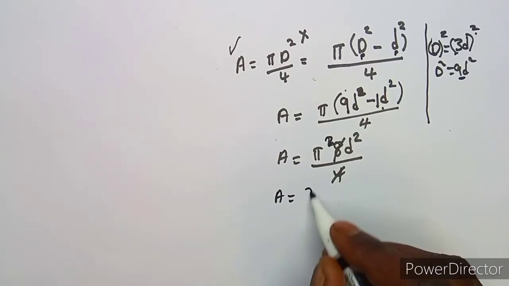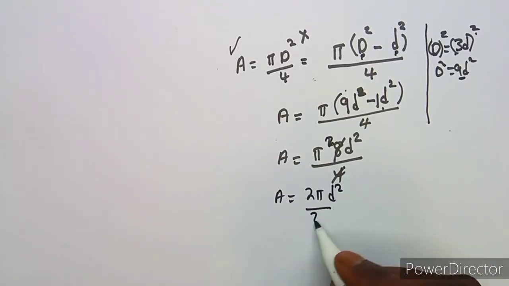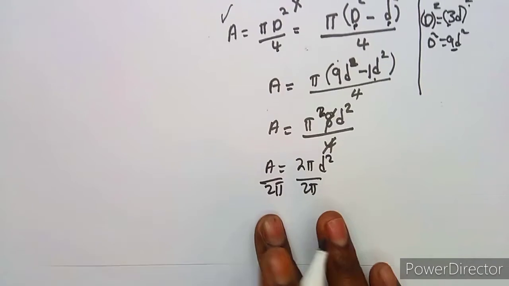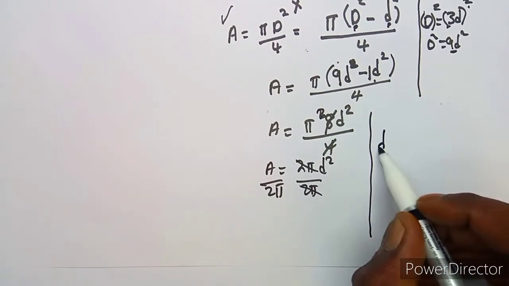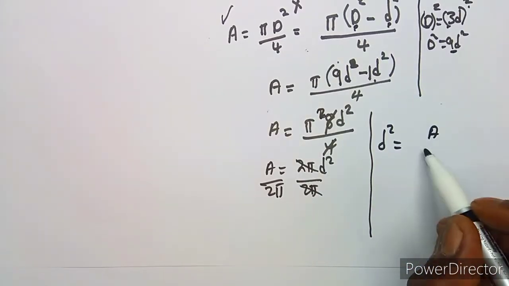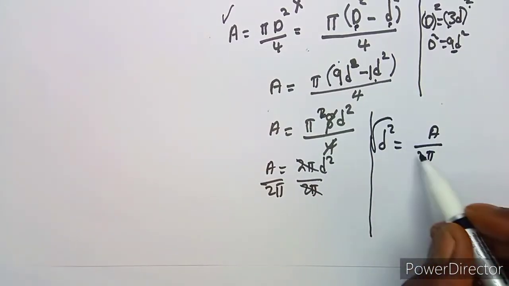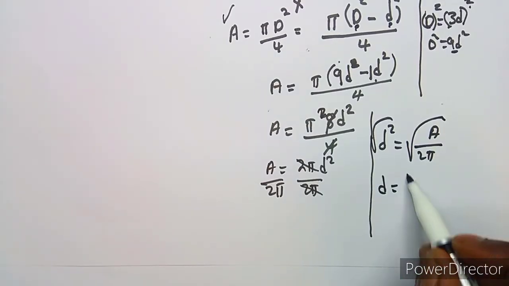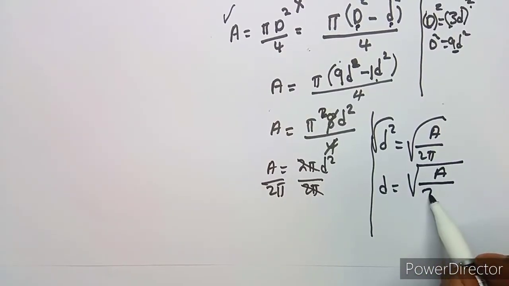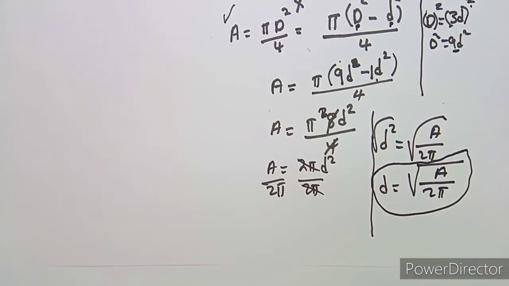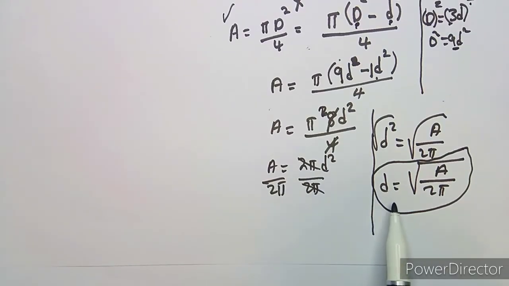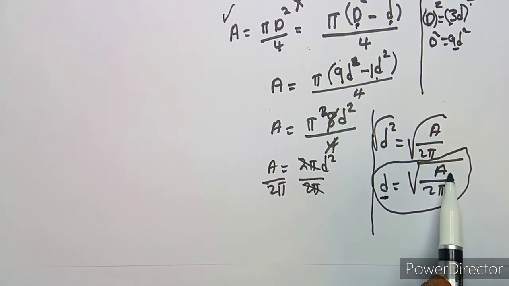So A is equal to 2 pi d squared. So definitely divide by 2 pi on both sides. It's going to cancel. So that means small letter d squared is going to be equal to A over 2 pi. So take the square root of both sides. So your d is going to be the square root of area over 2 pi. This is your expression that you're going to use to calculate this internal diameter when you have the area.